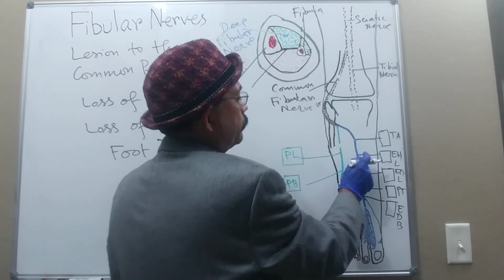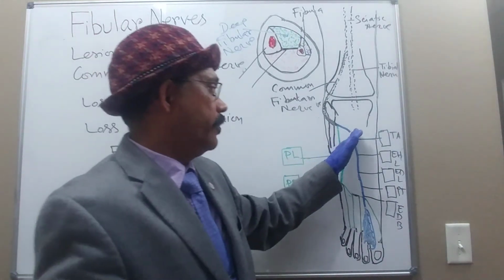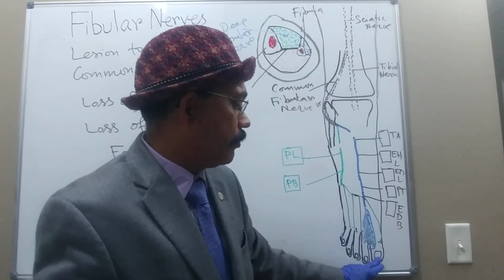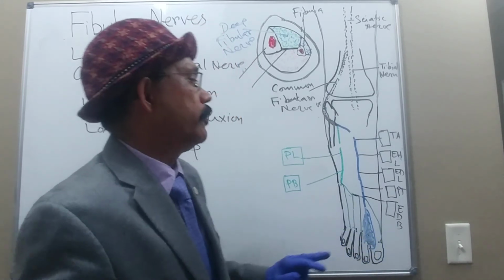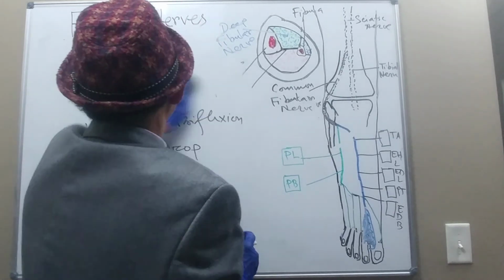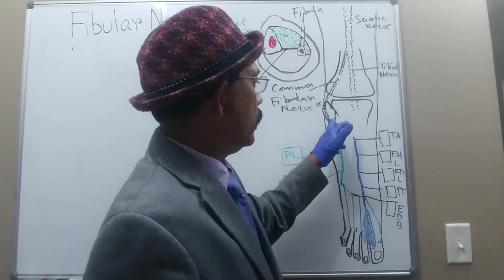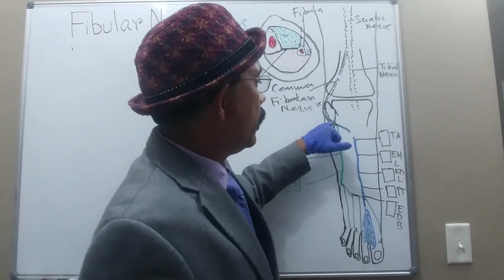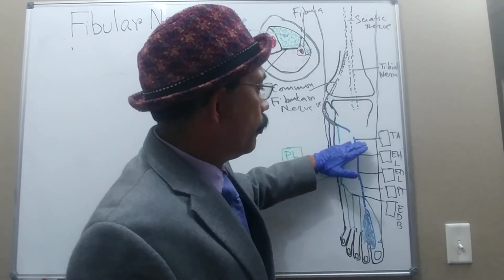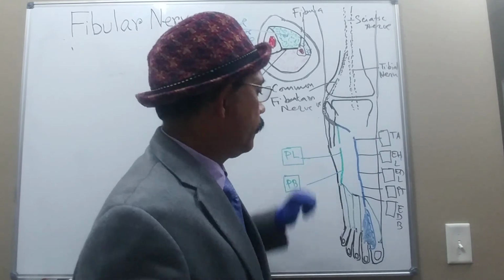If only the deep peroneal nerve is cut or damaged, then we'll have cutaneous loss in the web between the great toe and the second toe. Now, nerve block. How can we block this common fibular nerve? If we inject local anesthesia here, then both the deep and superficial peroneal nerve will be anesthetized.